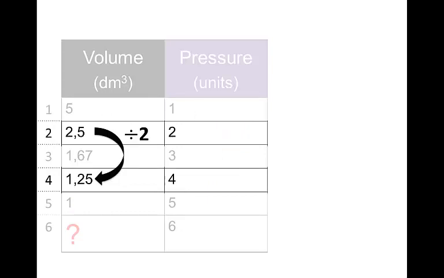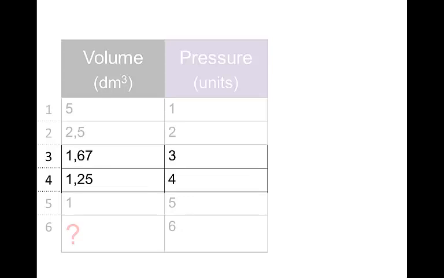2,5 divided by 2 gives 1,25. 2 times 2 gives 4. Let's compare line 3 and line 4, and let's look at the pressure first, because pressure can also be the independent variable. Volume doesn't have to be the independent variable, because these two variables are related causally.